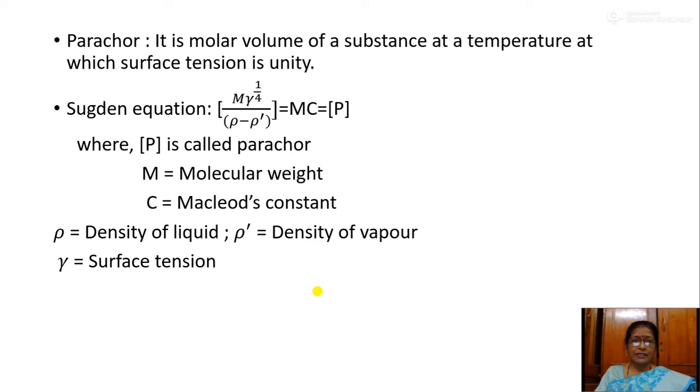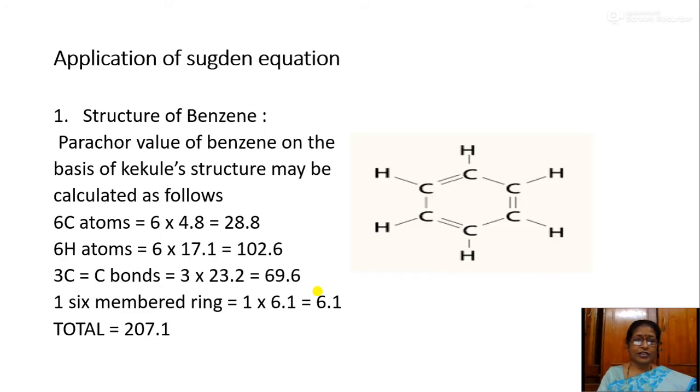This is capital M gamma to the power 1 over 4 divided by rho minus rho dash, or this can also be equal to capital M into C, or this is equal to [P], that is called parachor. The P should be written in the square bracket. It is called parachor. M is the molecular weight, C is the McLeod's constant. What is this rho? Rho is the density of liquid and rho dash is the density of water vapor and gamma is the surface tension.